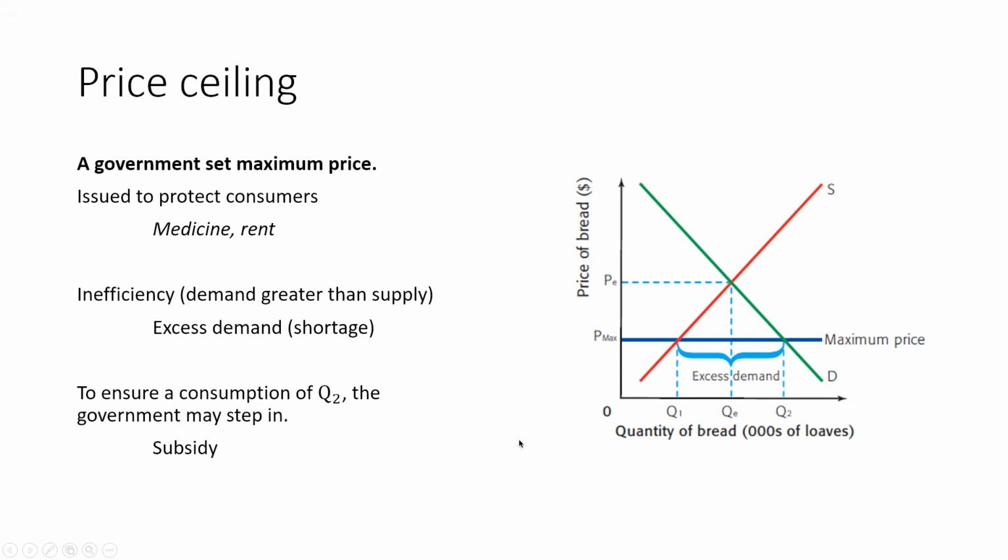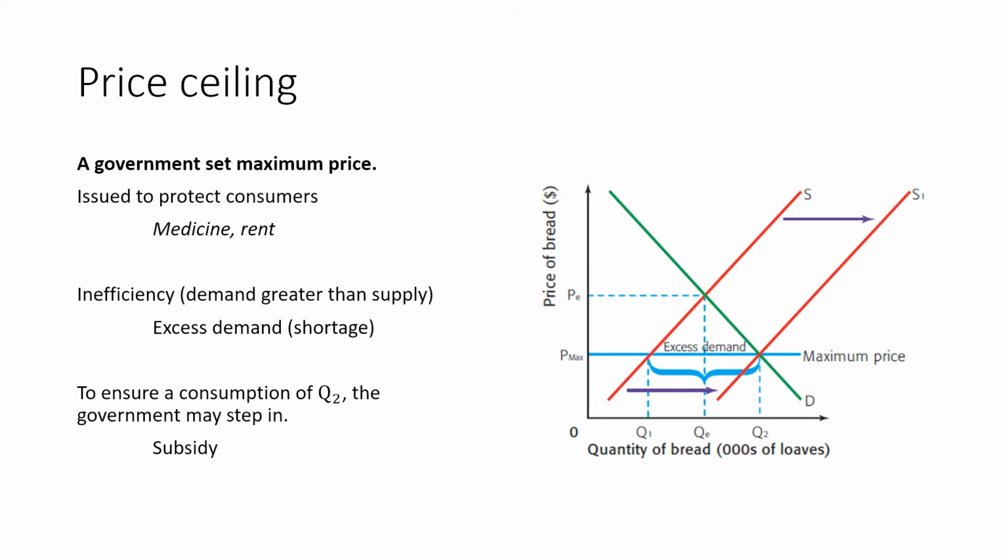To ensure that the consumption happens at Q2, the government may step in and subsidize it, which will shift the supply out as the factors of production are cheaper, which will then meet the demands of the market.